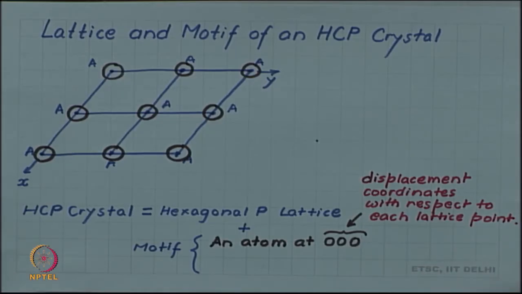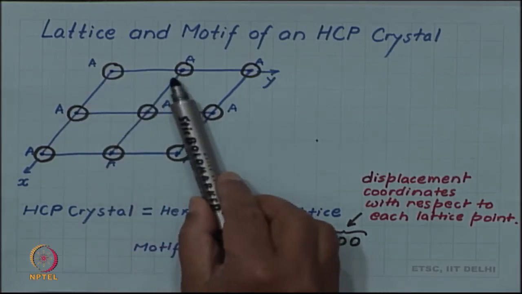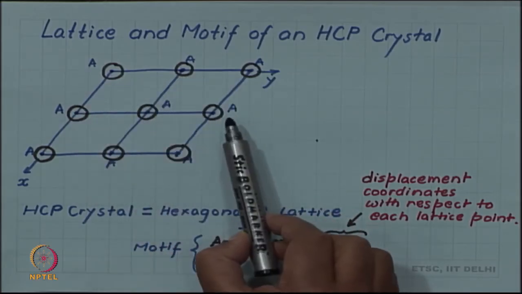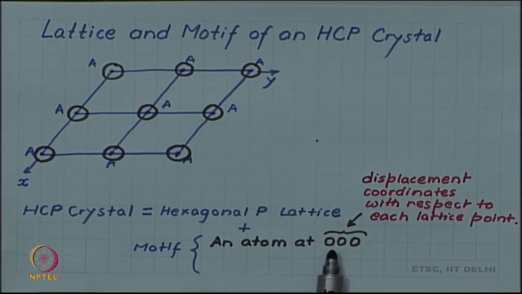So, that is the idea of the motif. When I say there is an atom at O, this is an atom in one motif, but identical motifs are associated with each lattice point. So, each lattice point gets an atom, and O says that the atom which the lattice point is getting is not displaced with respect to the lattice point. So, it is exactly at the lattice point. So, in simple language I could have called it an atom at the lattice point, but I wish to give the fractional coordinate of the atom. So, I write an atom at O.